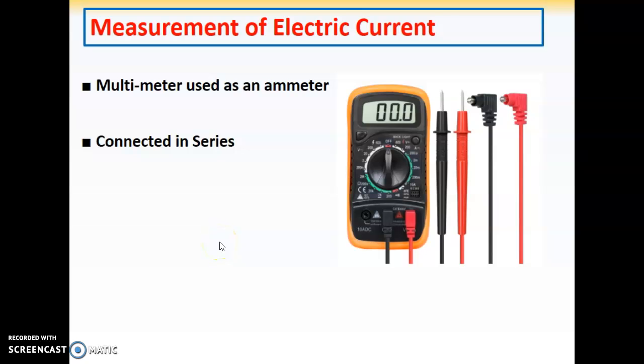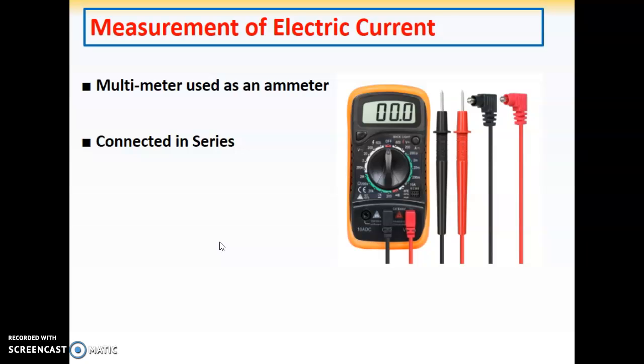Measurement of electric current. It is measured using a multimeter used as an ammeter. Why is it called multimeter? Multi for its functions, it has multiple functions, and meter because it's used for measurement. So it is used as an ammeter.